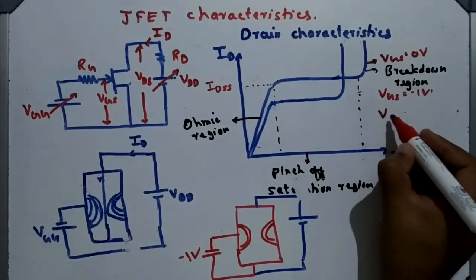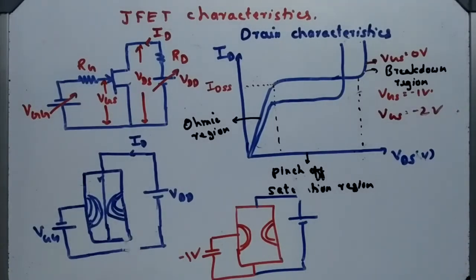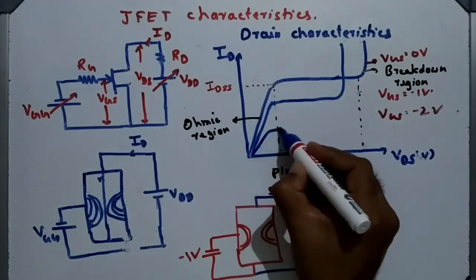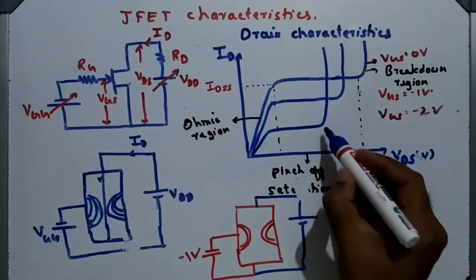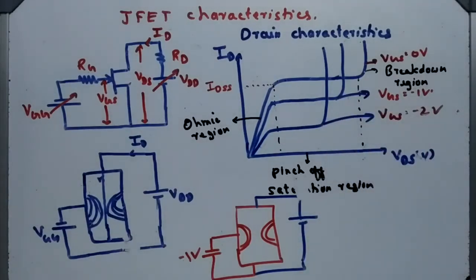Again, VGS is equal to minus 2 volt. Again the same thing. Now the reverse bias becomes more. So this is for VGS equal to minus 2, and this is for VGS equal to minus 1. So this is the drain characteristics.